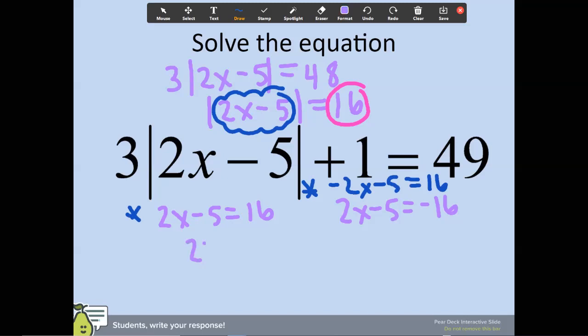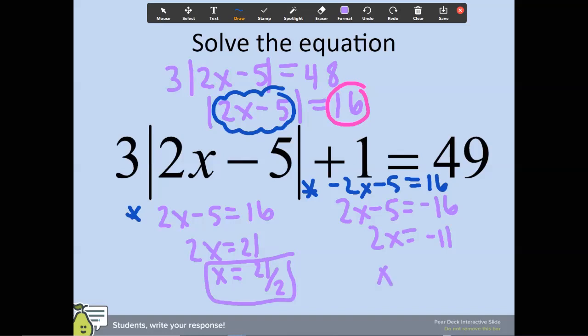So this is going to be 2x is equal to 21. So x is equal to 21 over 2. That's going to be an answer. 2x is equal to, I add 5, I get a negative 11. So x is equal to negative 11 over 2. I do not need to check my answers here unless you want to just check your work, because there's no x outside my absolute value. Okay, next problem.